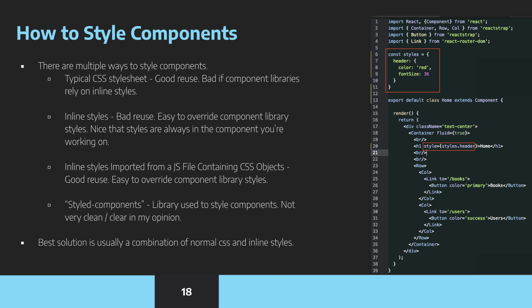Okay, so how to style components. There are multiple ways to style components, and this topic has a lot of discussion around it for React. You can use a typical style sheet, which is good because you get good reuse, but bad if the component libraries rely on inline styles. So a common strategy in React is to just add the styles to the component itself, so that as the component changes, you can just update the inline style, and that's going to change the display of the component.